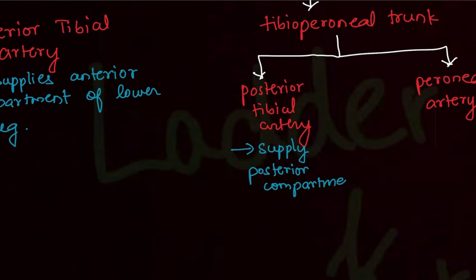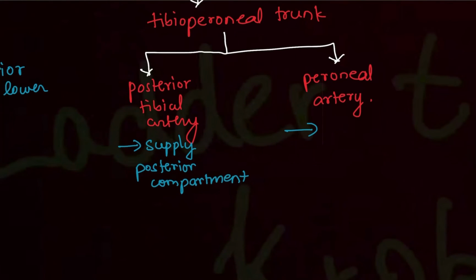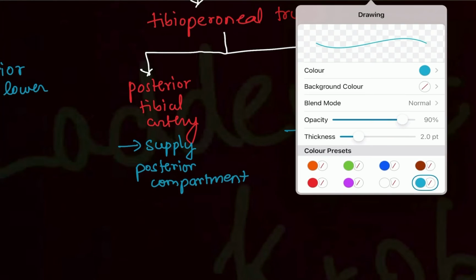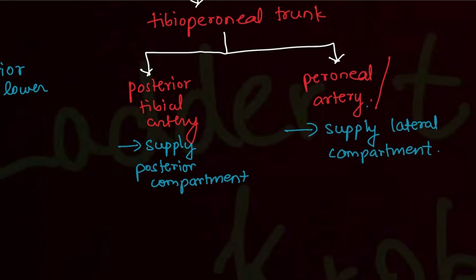Now the last compartment which is remaining in the leg is which one? Lateral compartment. So the peroneal artery is also known as the fibular artery. What is it also known as? Fibular artery. I have said this before also. Whenever you see the term peroneal, instead of peroneal, you can also write it as fibular.